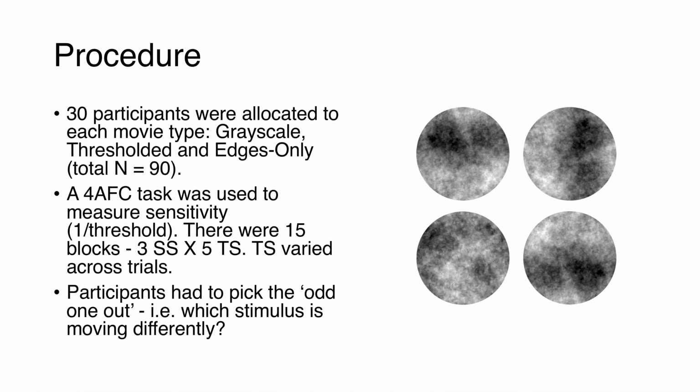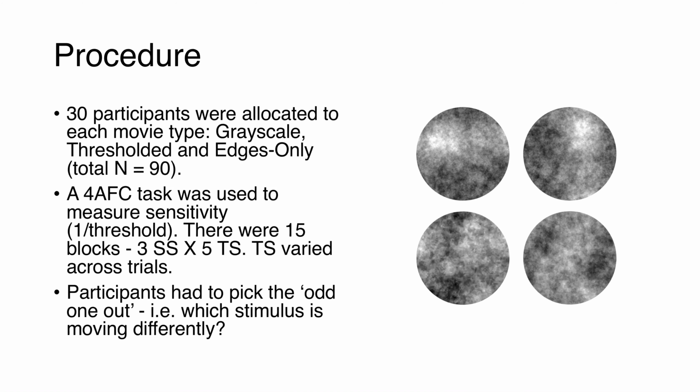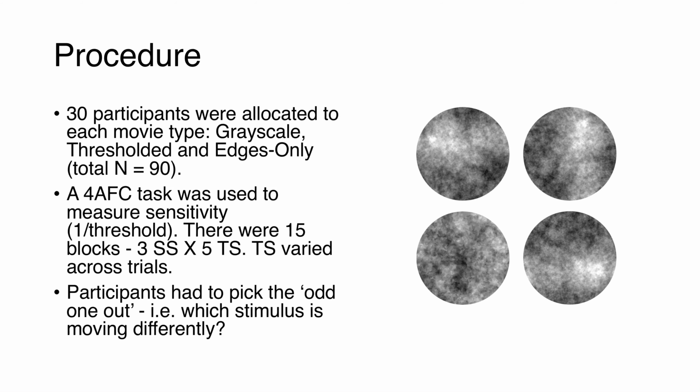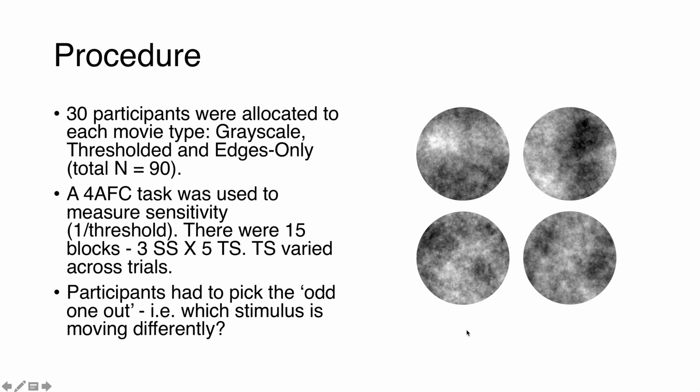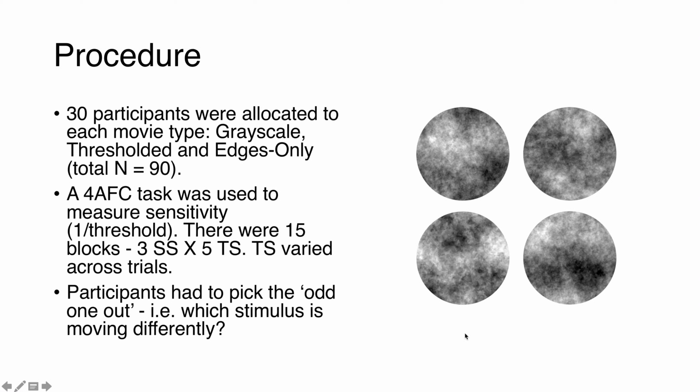All right, so in terms of the procedure, participants had to undergo a 4 AFC task where they had to pick the odd stimulus out, or the one that was moving differently from the others. In this case, it's the bottom left-hand quadrant here.